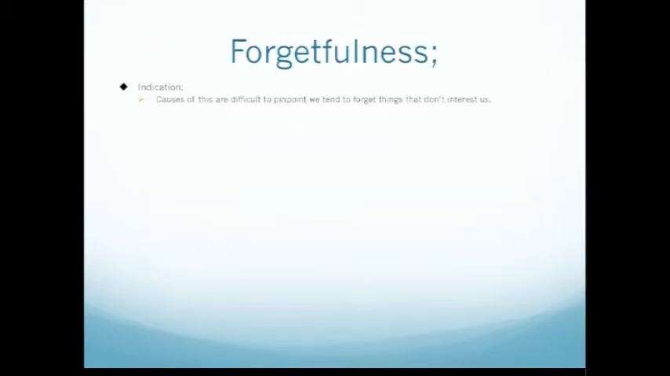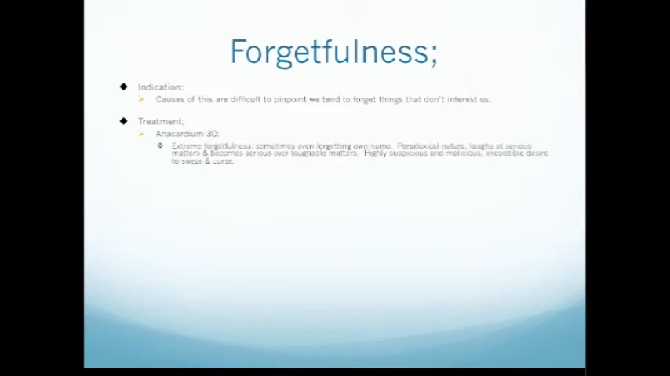Forgetfulness, loss of memory. These are difficult to pinpoint as far as the cause is concerned, and we tend to forget things anyway that don't interest us. Anacardium 30 is good for extreme forgetfulness, sometimes even forgetting their own name. This can be paradoxical in nature. They may laugh at serious matters and become serious over laughable matters. They may be highly suspicious and malicious with an irresistible desire to swear and curse.